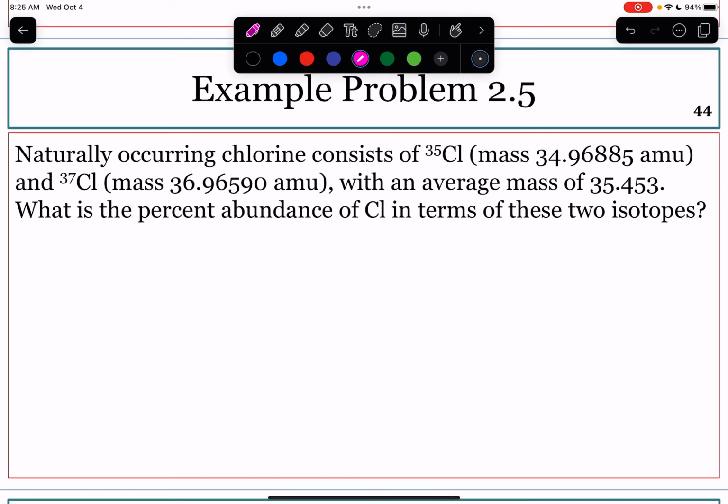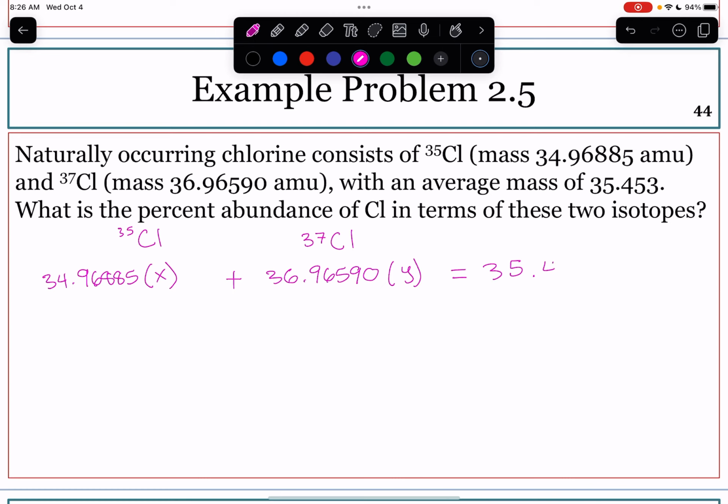So we can set up the problem. We're going to set up chlorine 35 over here. It has a mass of 34.96885, and we're going to multiply it by its percent abundance, which we'll represent as an X for right now. The chlorine 37 atom we'll put over here. It has a mass of 36.96590, and its percent abundance will be Y. And the average atomic mass is 35.453. So now we need to solve for X and Y.